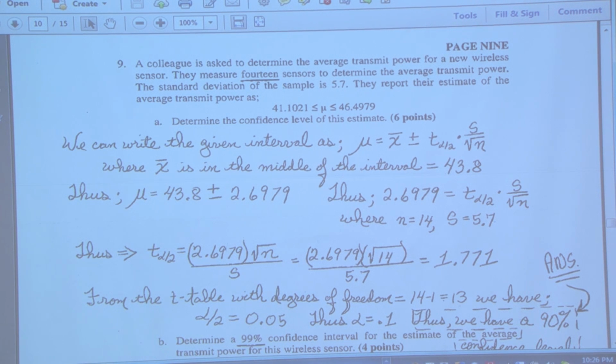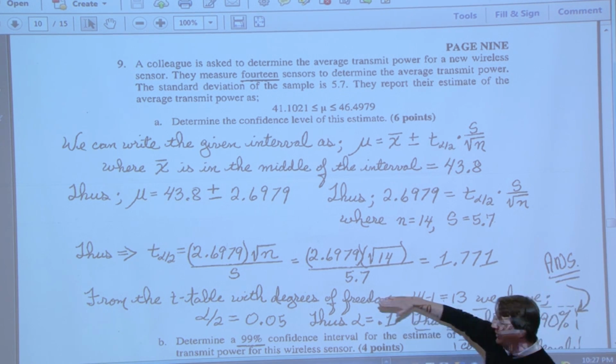N is 14, s is 5.7. Solve for t alpha over 2. I get 1.771. That's not yet the answer. The answer is here. I'm down to here.